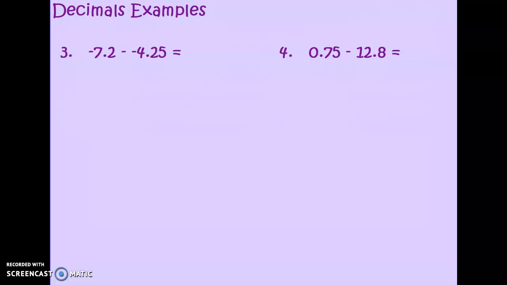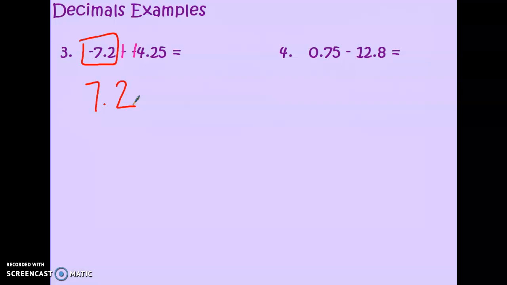Okay, our first one, -7.2 minus -4.25. So the first thing we've got to do with subtraction is go ahead and change our problem. So I'm going to change it to adding the opposite. Okay, the opposite of a negative is a positive. So it does become a positive. Then I'm going to determine which number is bigger. Okay, bigger here is the 7.2 because it's higher absolute value than 4.25. So I'm going to write that number first, 7.2.